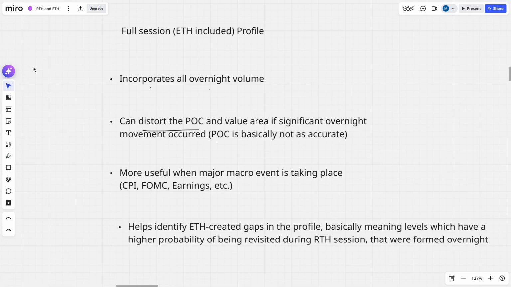It's also important to consider that these full session profiles are actually more useful when it comes to macro events, and more particularly the major ones. So when you see CPI, FOMC, earnings, Fed chair changes, stuff like this, you will notice that there is significantly more volume overnight. And these times when this is prevalent makes these session profiles much more valuable to you rather than when there's not these events.